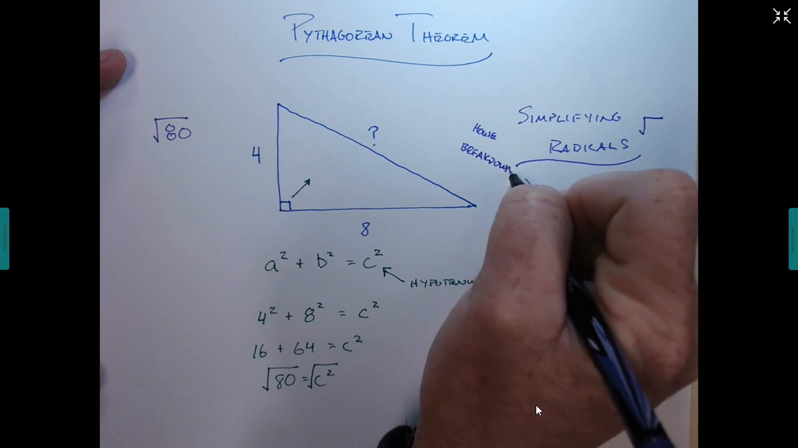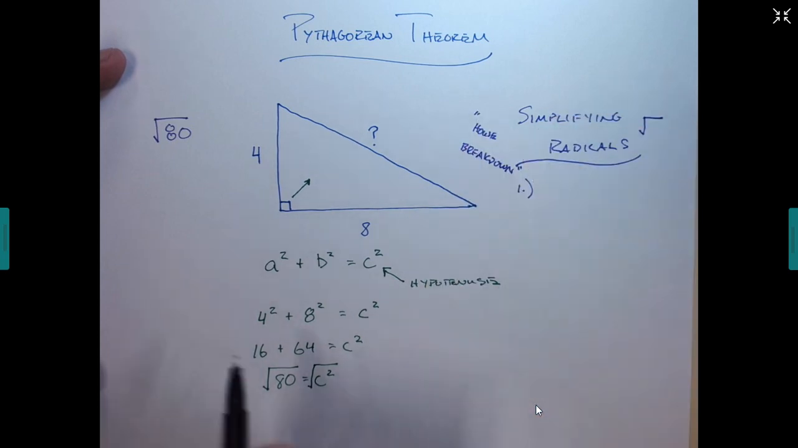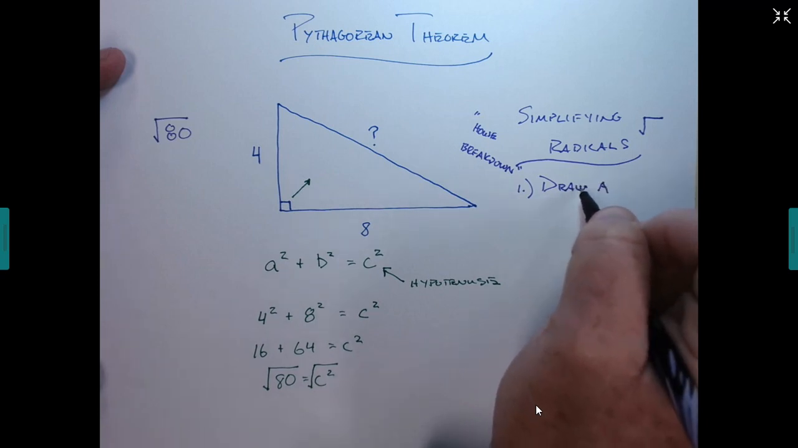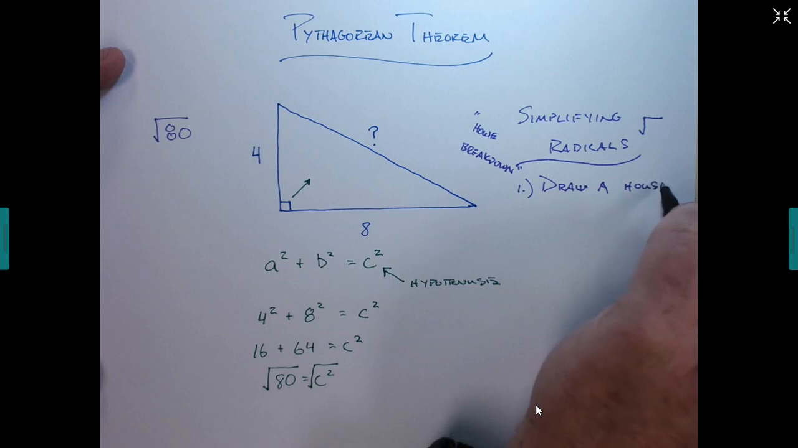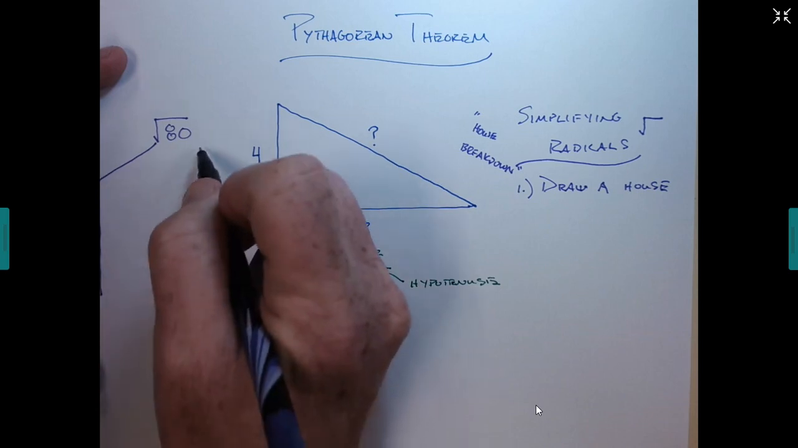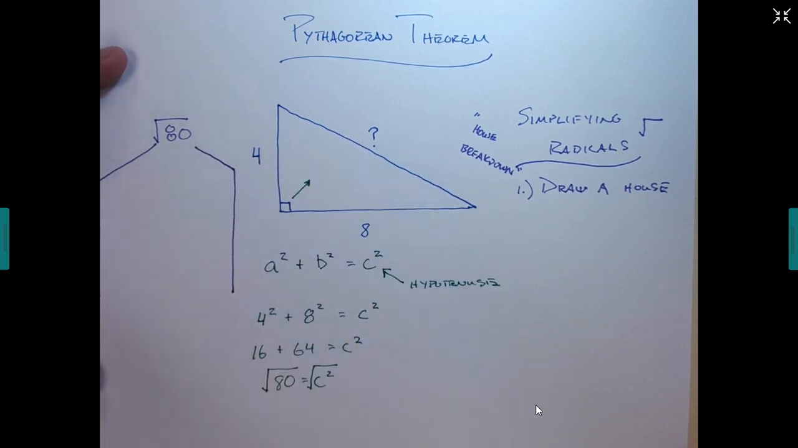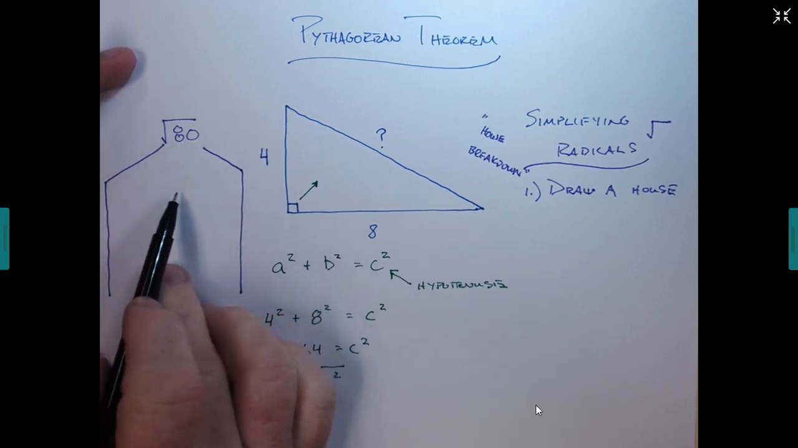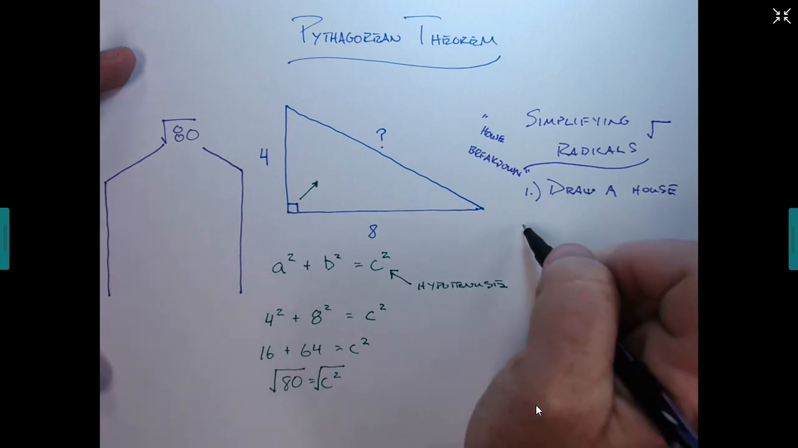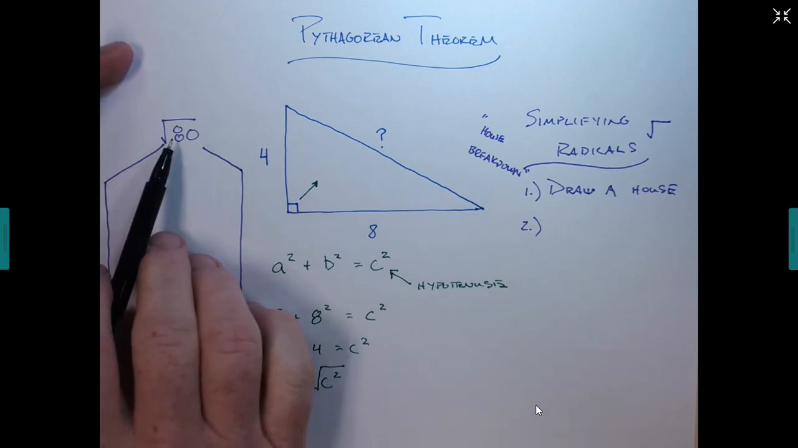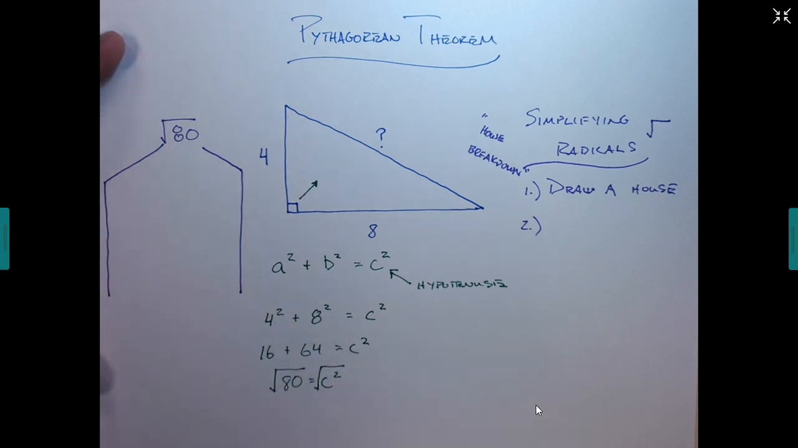That's what I call it, because my step one is I draw a house. Yes, this sounds very childish, but after doing this for 20 years, I have a method to my madness. So if you see what I drew here, it kind of looks like a house. The 80 is inside the house. Now what we want to do is start breaking down 80 into the numbers that multiply to get 80. All right, because 80 is not prime. There's numbers that divide evenly into 80.